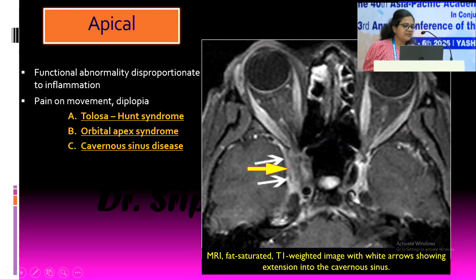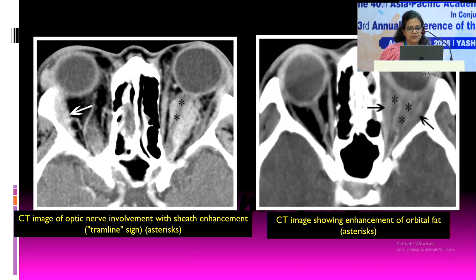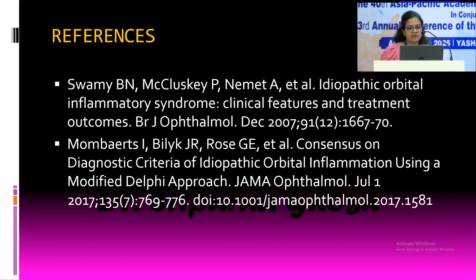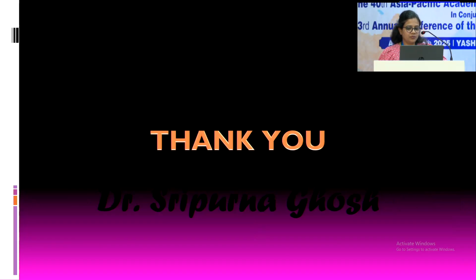In case of apical variety, there may be Tolosa-Hunt syndrome, the orbital apex syndrome, or cavernous sinus disease. The tramline sign is seen when there is involvement of the optic nerve. These are my references. Thank you.